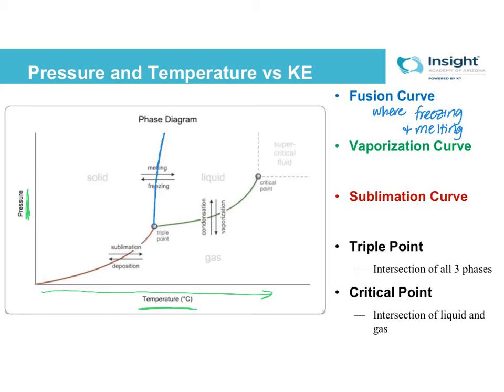Whereas your vaporization curve, that's right here. This is the combinations of temperatures and pressures where boiling and condensing will happen. Another word for boiling is vaporization, and that's why we call it the vaporization curve. Vaporization, boiling, versus condensing curve.